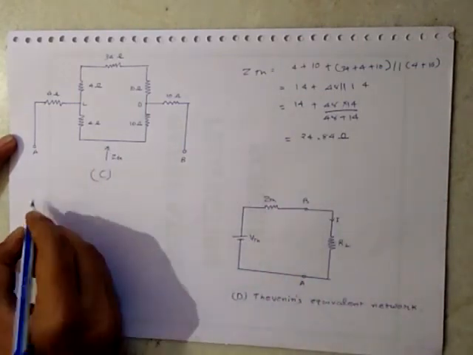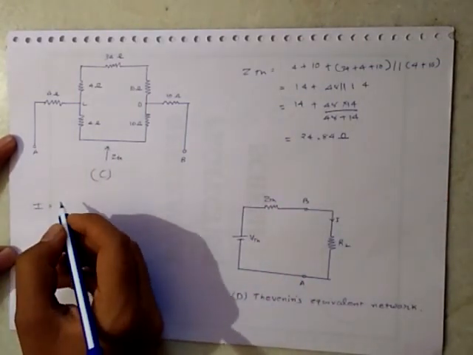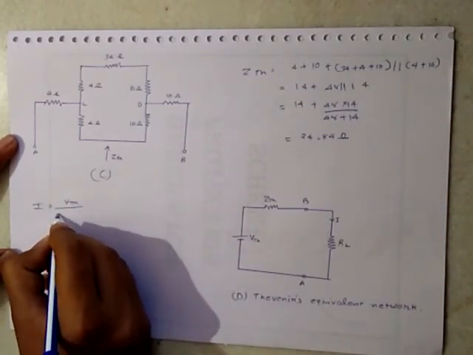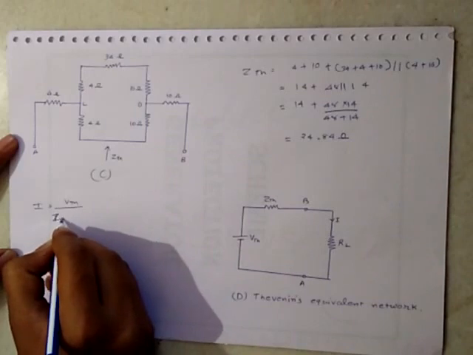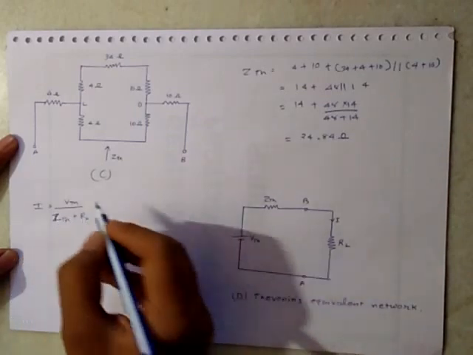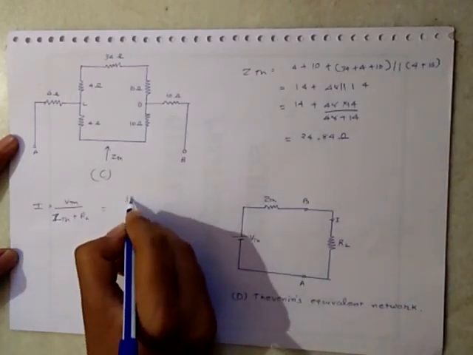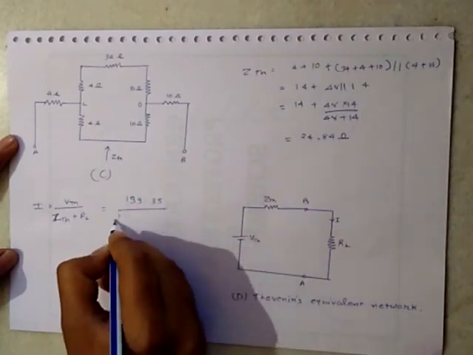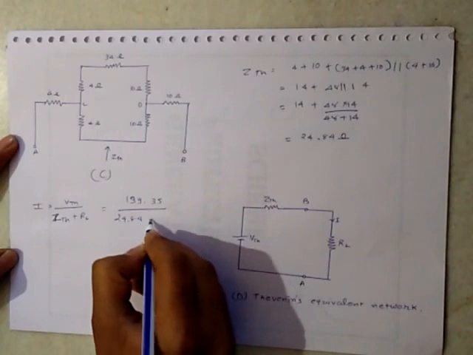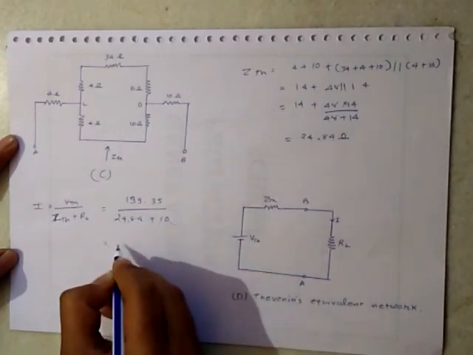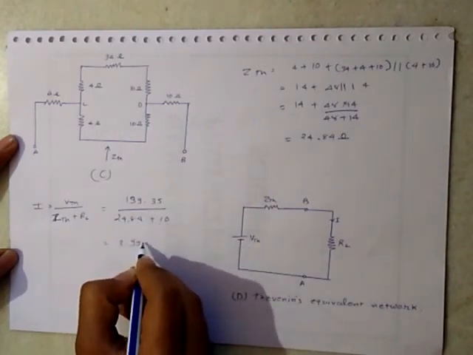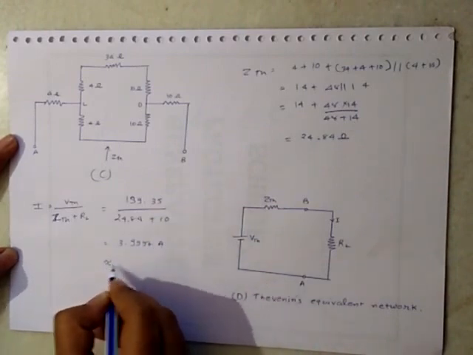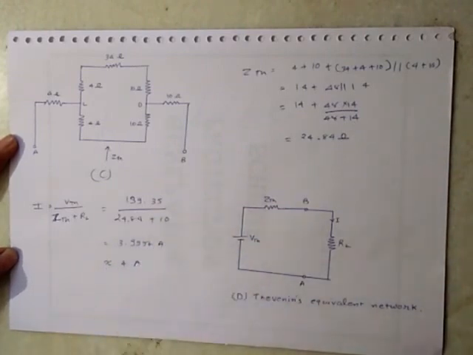Hence the current through the load resistance will be equal to the Thevenin voltage divided by the Thevenin resistance, that is ZTH plus RL, which is equal to 139.35 divided by 24.84 plus 10, that will be equal to 3.9997 something ampere, which is nearly equal to 4 ampere.